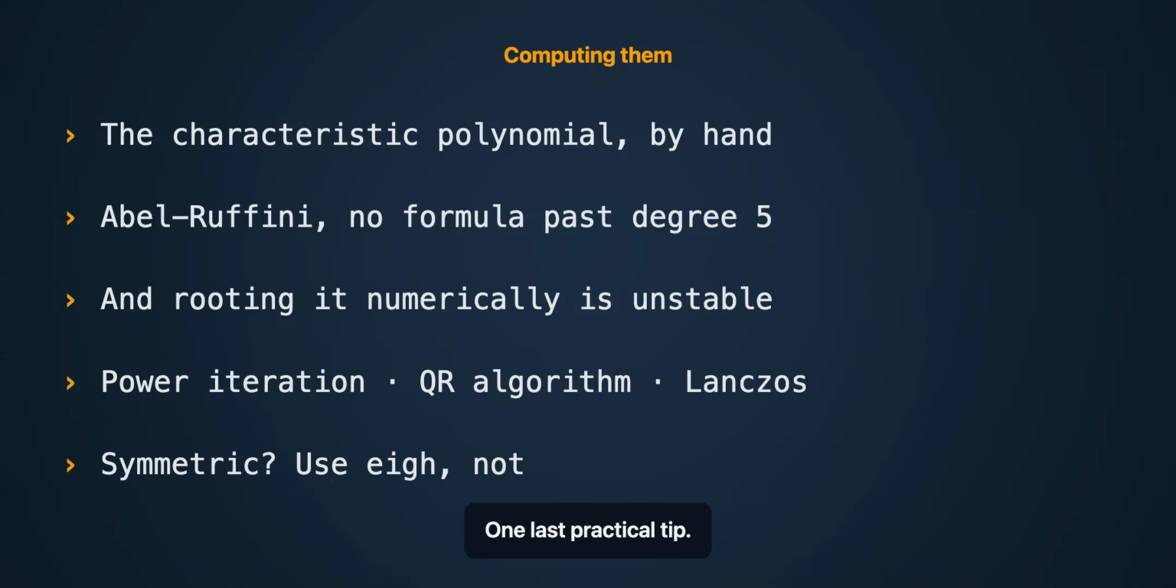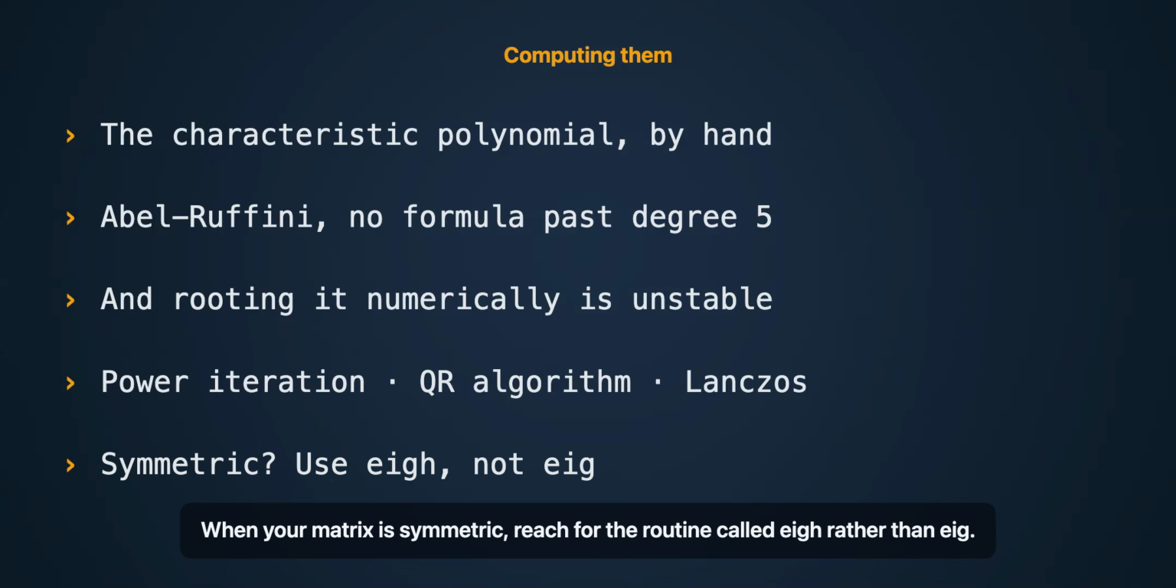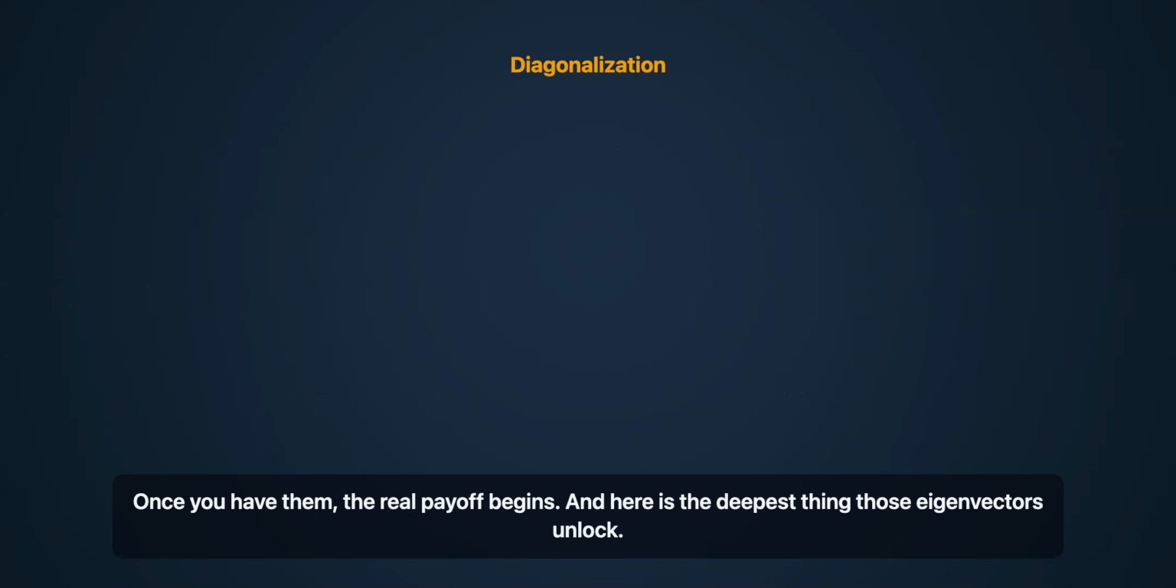One last practical tip. When your matrix is symmetric, reach for the routine called eigh rather than eig. It is faster and it guarantees real, clean, perpendicular eigenvectors. Once you have them, the real payoff begins.